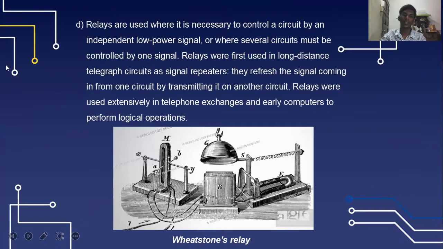Next, relays are used where it is necessary to control a circuit by an independent low power signal, or where several circuits must be controlled by one signal. Relays were first used in long distance telegraph circuits as signal repeaters. They refresh the signal coming in from one circuit by transmitting it on another circuit. Relays were used extensively in telephone exchanges and early computers to perform logical operations. Here below we can see a Wheatstone relay, which was used in long distance telegraph. You can see how it looks.